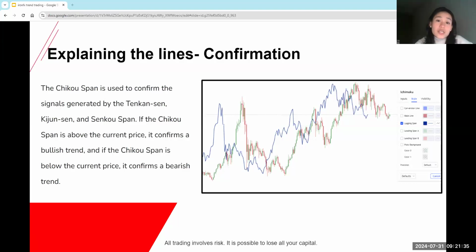Okay, the third way to use Ichimoku is confirmation. The Chikou span is used to confirm the signals generated by the previous lines that we talked about before. If the Chikou span is above the current price, it confirms your bullish trend. If it's below the current price, it confirms a bearish trend.